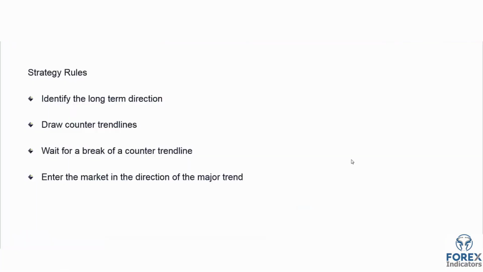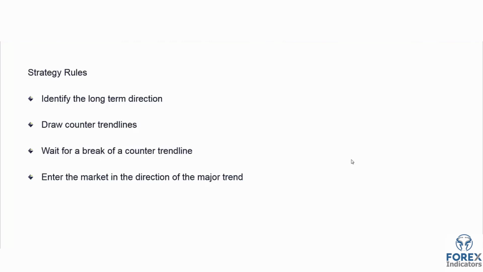So here are the strategy rules in order to trade the C to D extension move. Firstly, you want to identify the long-term direction. So in order to do this, you want to look at the higher time frame, things like the daily charts, the weekly charts, the monthly charts, and identify whether you should be buying or whether you should be selling. You know, are the bulls in control, are the bears in control?